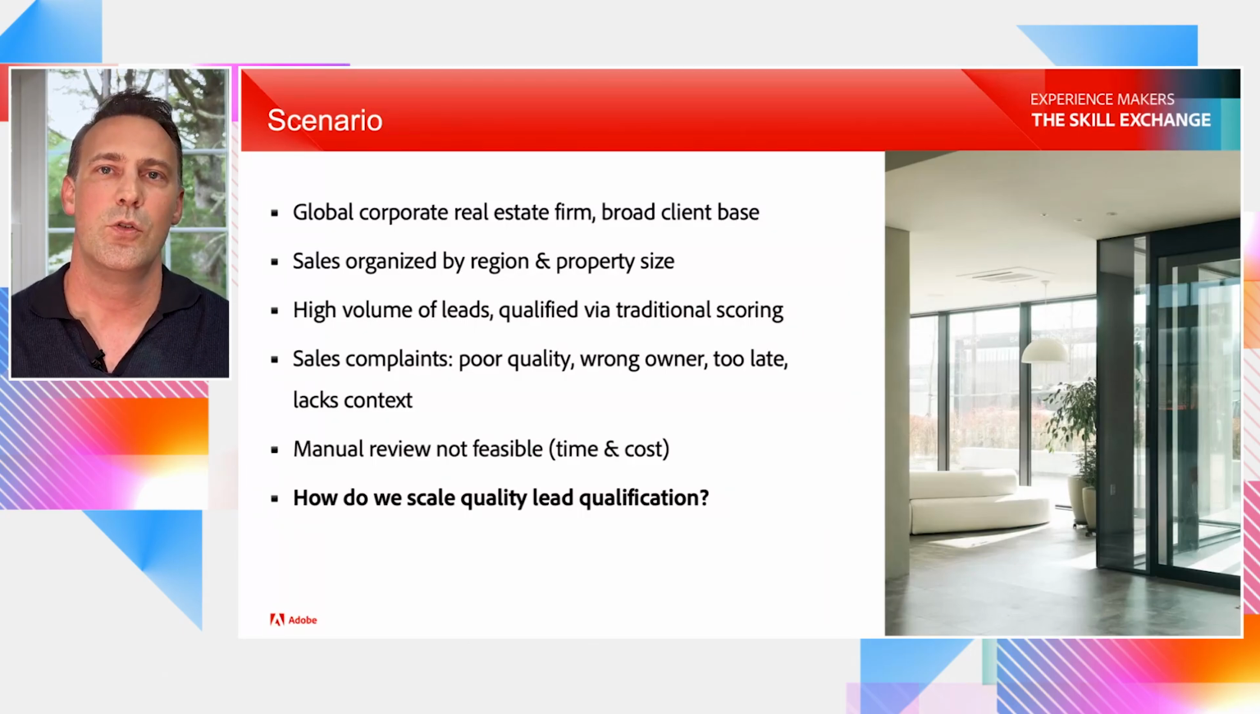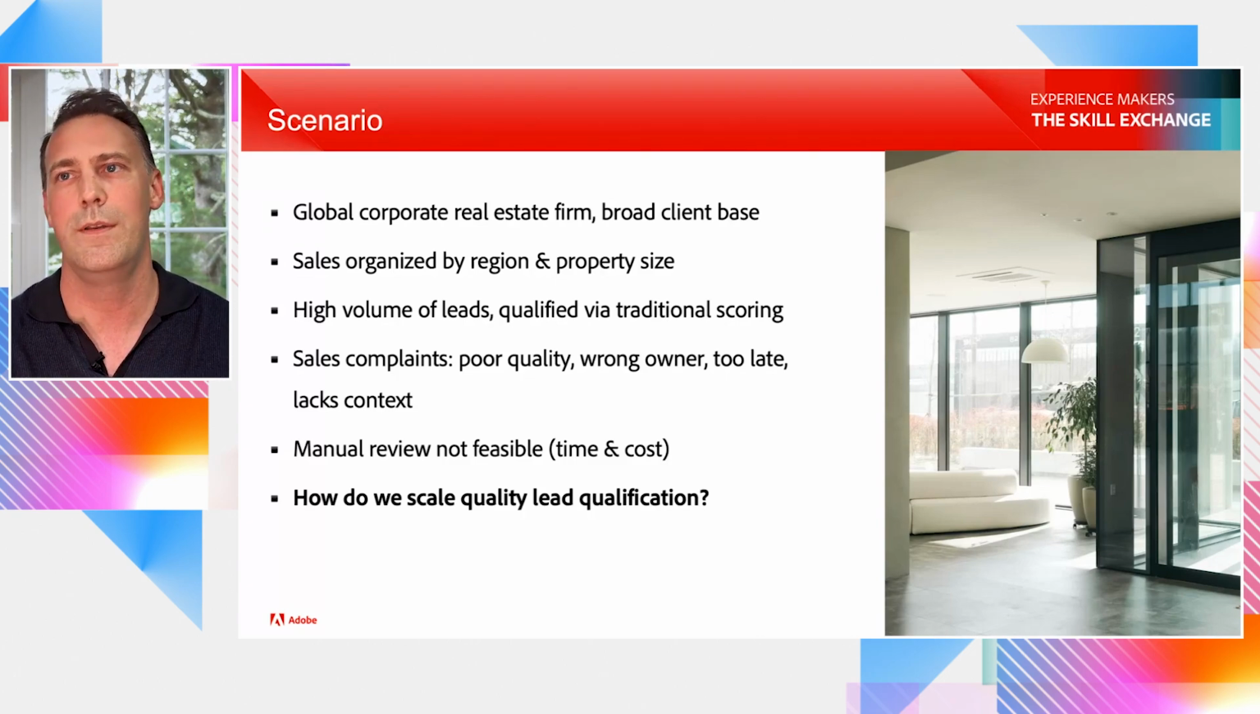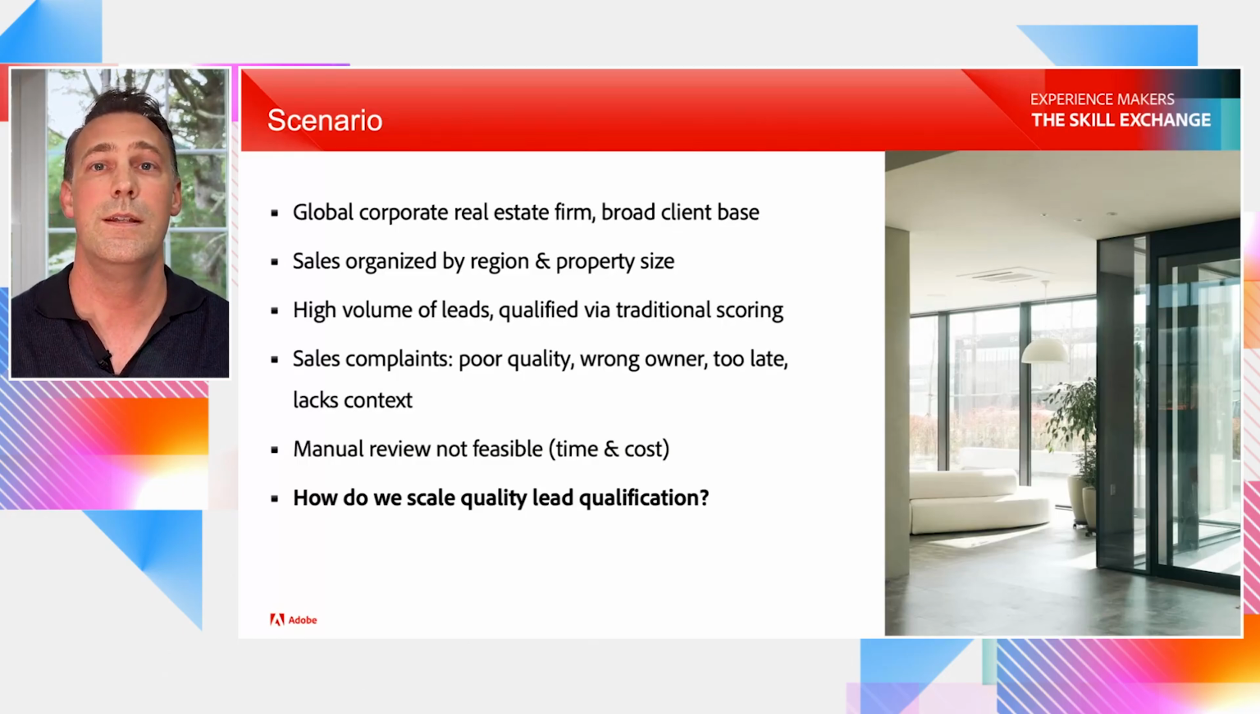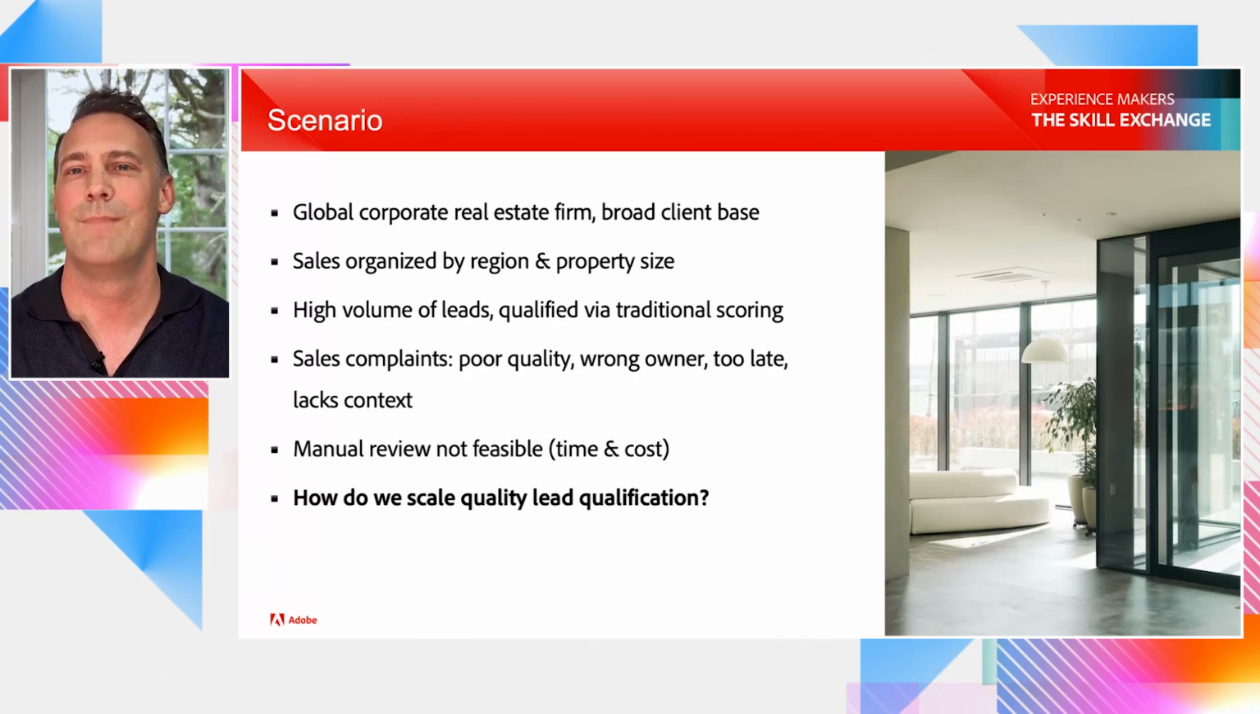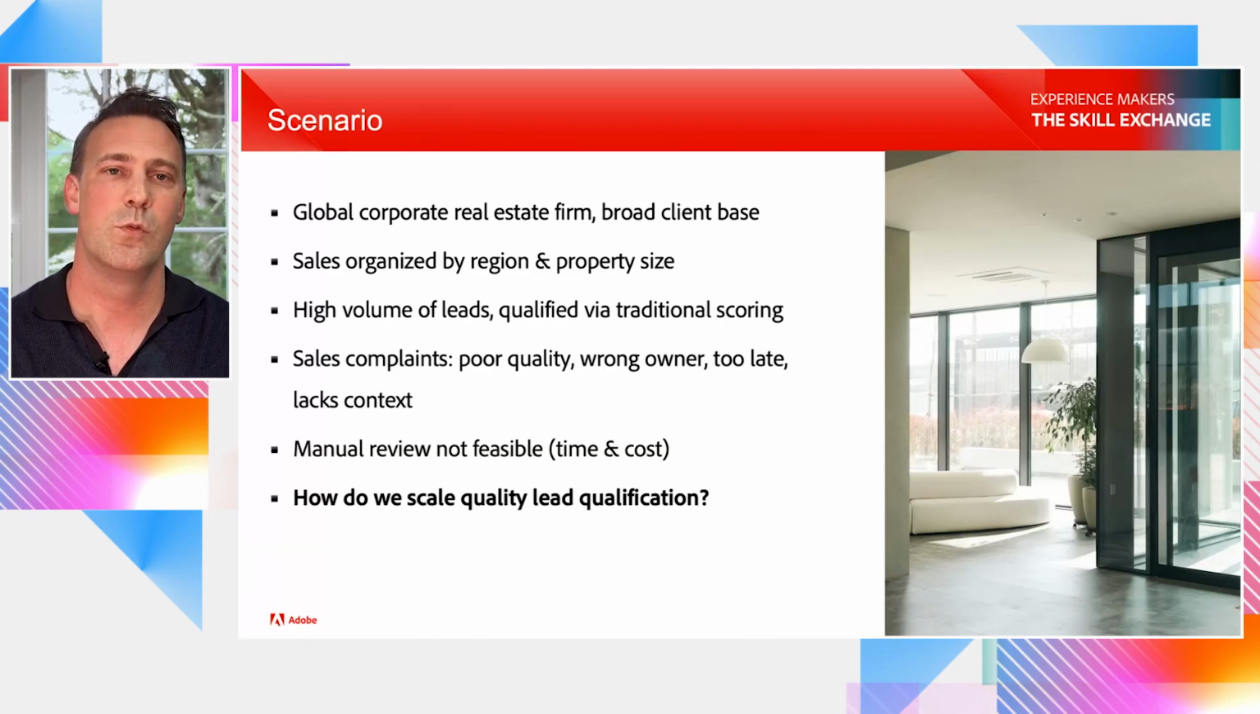Imagine you are an international corporate real estate firm. You work worldwide and cater to clients from startups to the Fortune 100. Your sales team is divided into regions and by company or property size. You generate hundreds, maybe thousands of leads, and you try to qualify them before sending them to sales using traditional methods like scoring, but sales continuously complains that the leads are of poor quality, sent to the wrong person, or that the good leads are sent too late. They say that leads are sent to them without enough information to go on, and now they're requesting that you hire people to review each record manually, but that's just not feasible in terms of time or budget. So what can you do?